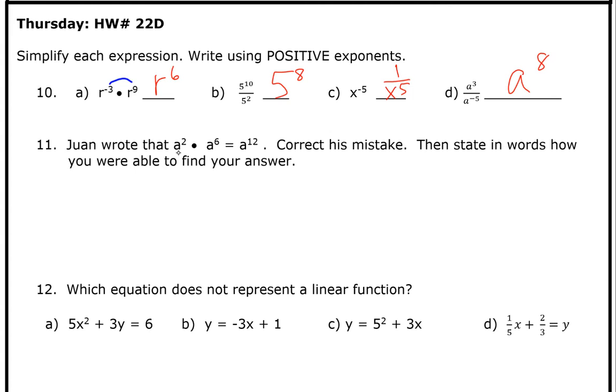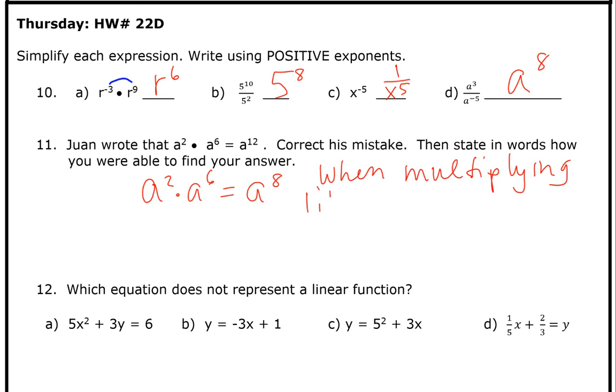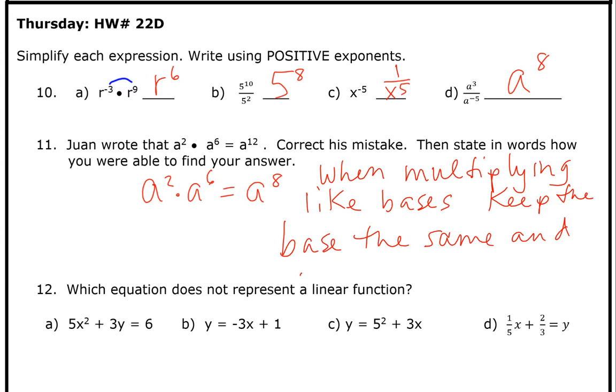All right, Juan wrote that a squared times a to the 6th is a to the 12th. Correct his mistake. Well, a squared times a to the 6th is actually a to the 8th. Then state in words how you were able to find your answers. Let's see. When multiplying like bases, keep the base the same, and add the exponents. That's how I was able to find my answer.